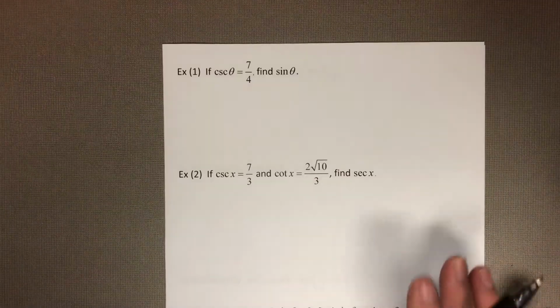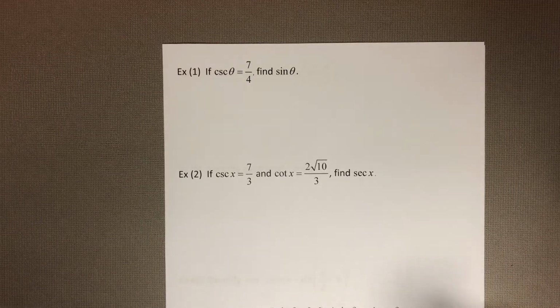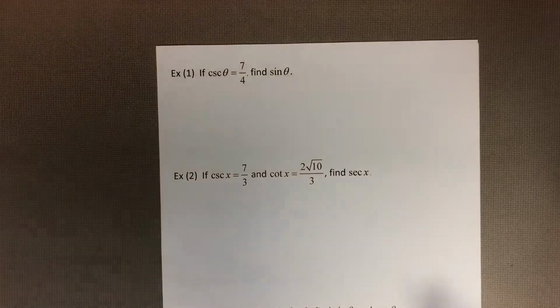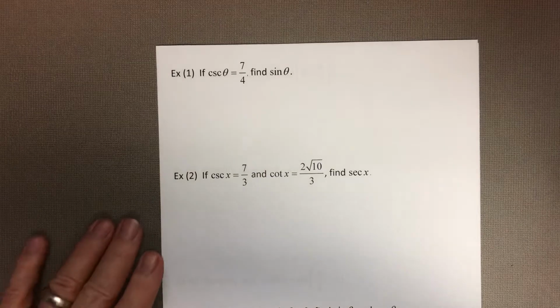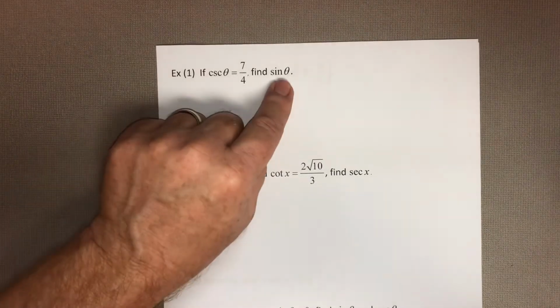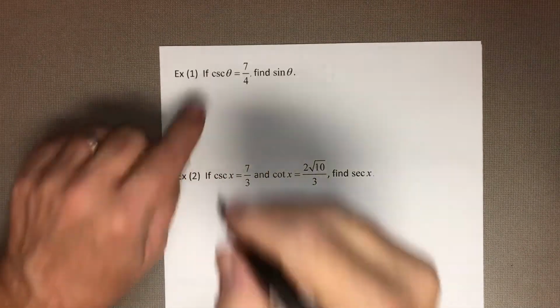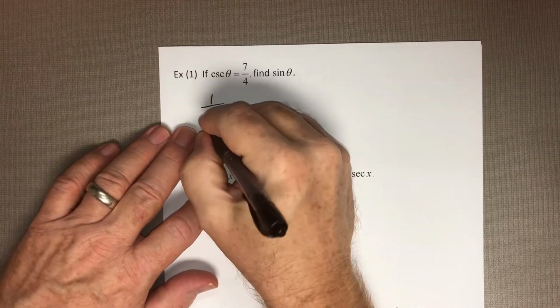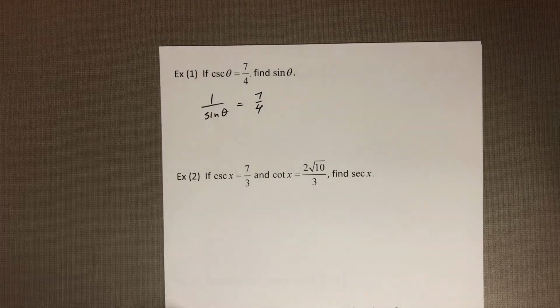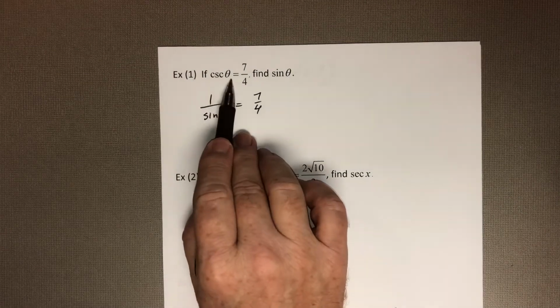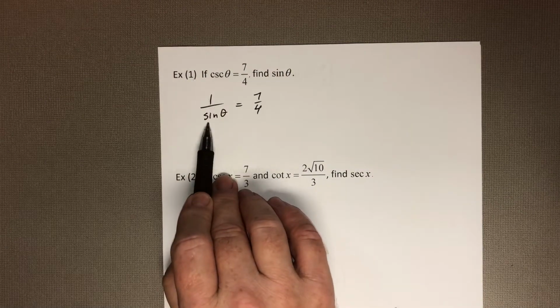Okay. All right. Turn the page and we'll start with our examples. Example number 1 says, if the cosecant of theta is 7/4, find the sine of theta. Well, the cosecant is 1 over the sine of theta, all right? So that means that you can replace the cosecant of theta with 1 over the sine of theta.